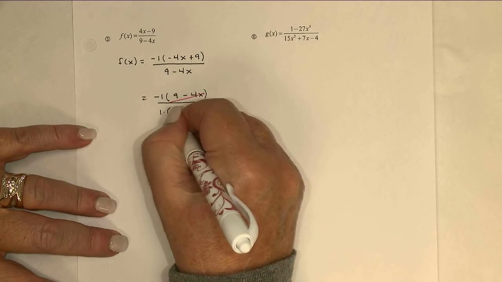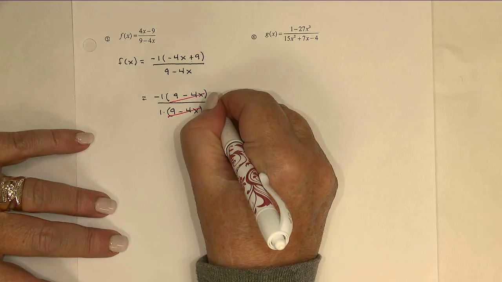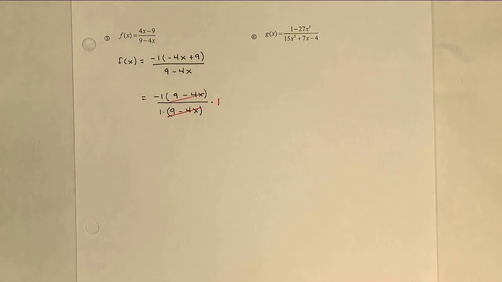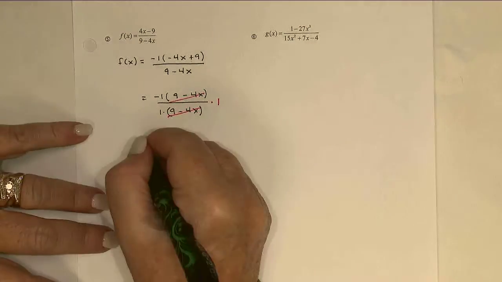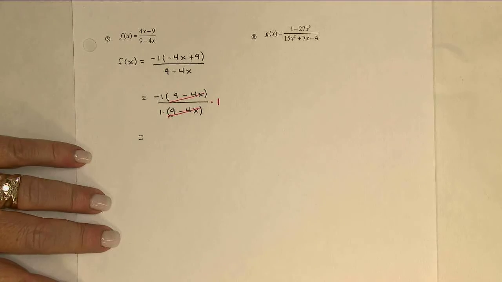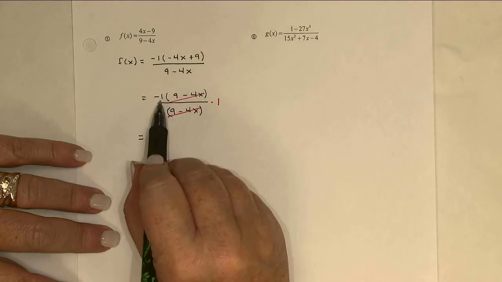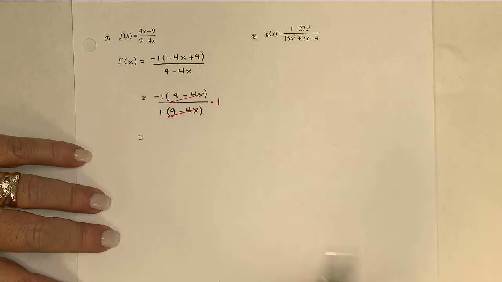9 minus 4x divided by 9 minus 4x is just 1. When all is said and done here, I have negative 1 times 1 divided by 1. And that, of course, is just going to give me negative 1.